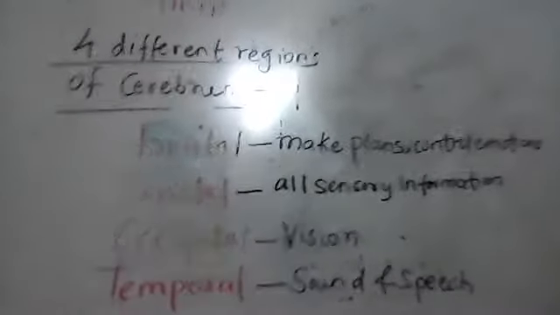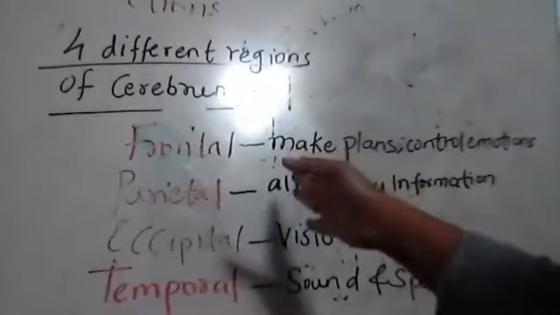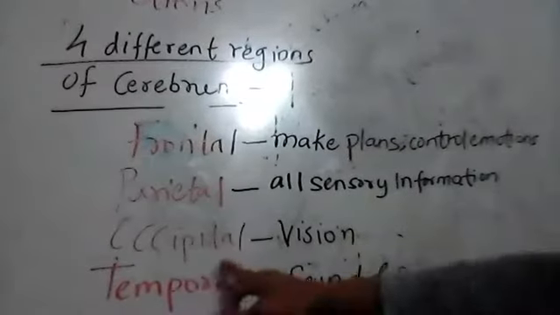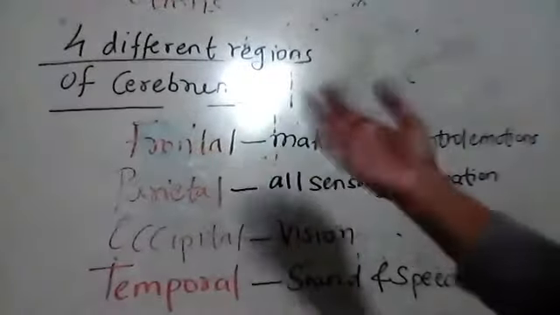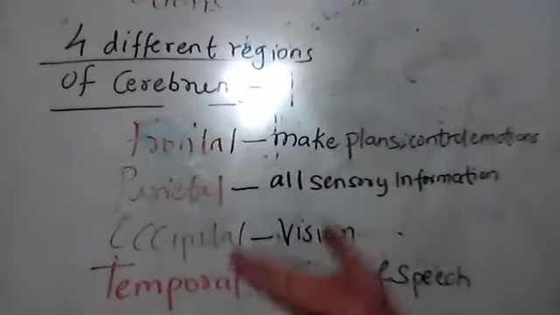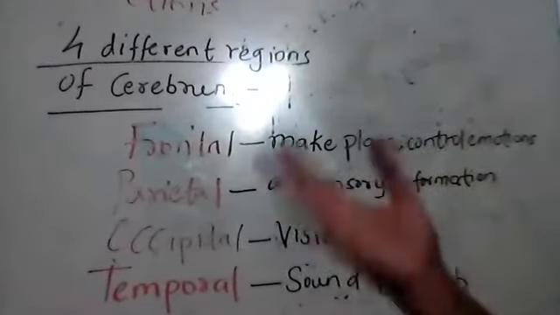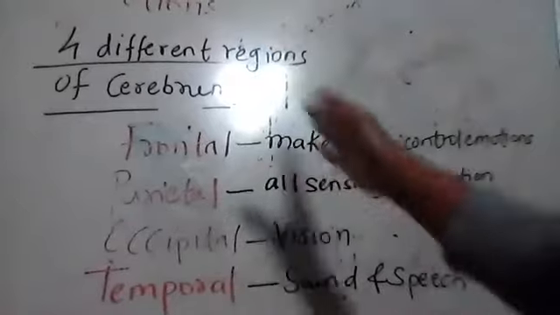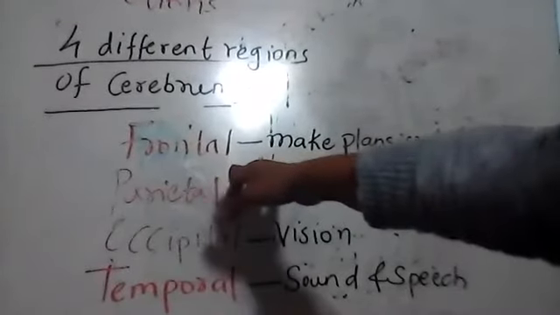Now let's see, the big brain has 4 different regions, okay? The 4 different regions are frontal, parietal, occipital, and temporal. So frontal is the region that makes future plans, that you want to study for your exam, you want to prepare for your dance competition, for an event, you have to go somewhere, you have to play somewhere, you have to make certain plans. So the making of the plan is headed in the frontal region.